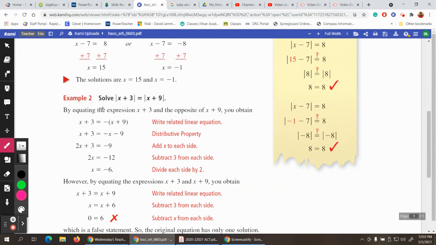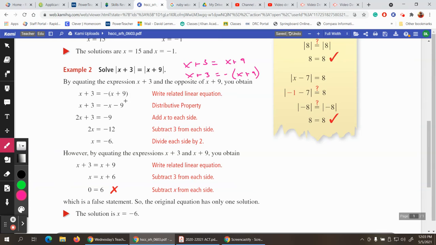All right, example 2. Solve the absolute value of x plus 3 equals the absolute value of x plus 9. So again, we have to take the positive, x plus 3 equals x plus 9, and then take the negative, x plus 3 equals the negative of x plus 9. All right, so you still have to take the negative. And so then, as it shows here, you write the distributive property of the negative 1. You add an x to each side, and then you subtract 3 from each side and divide each side by 2, and you get x equals negative 6.